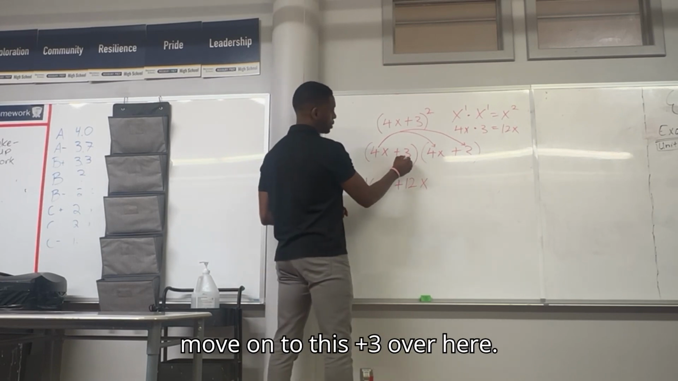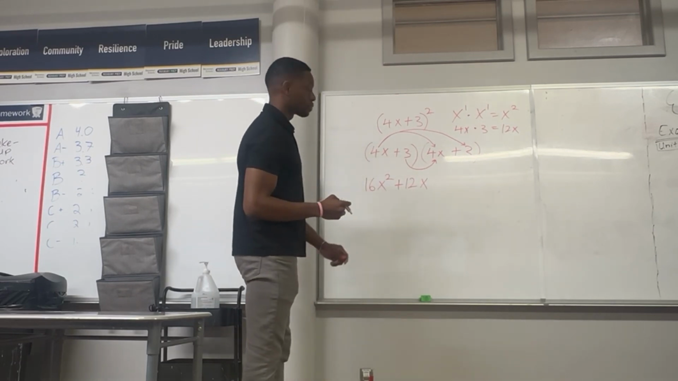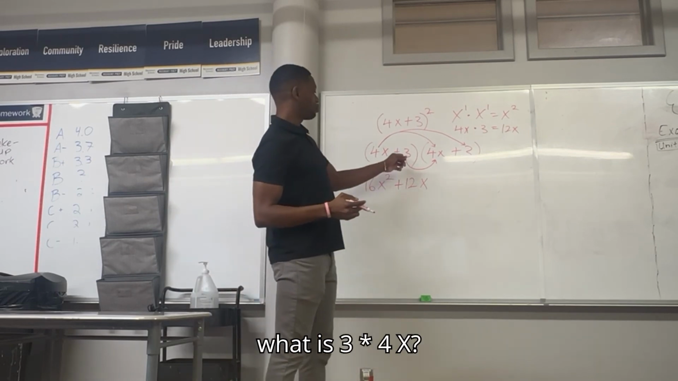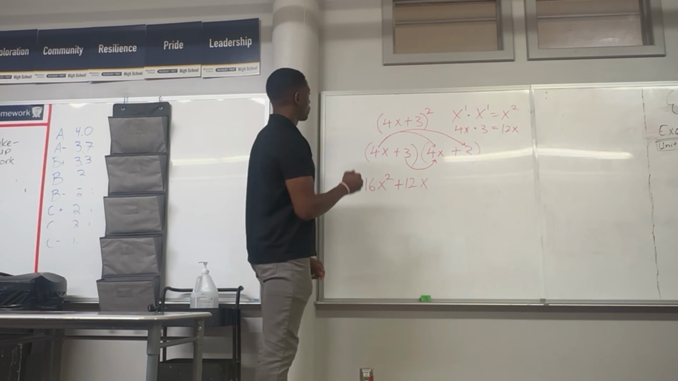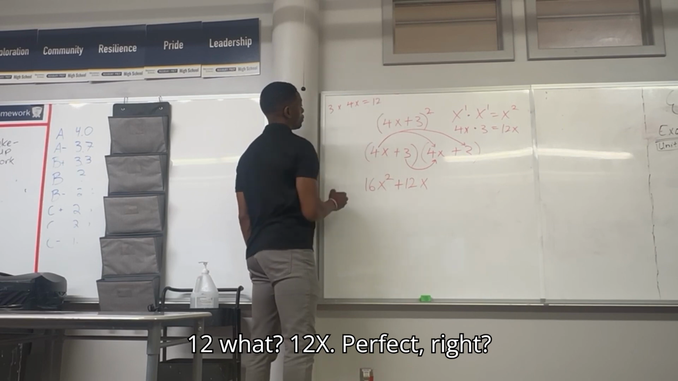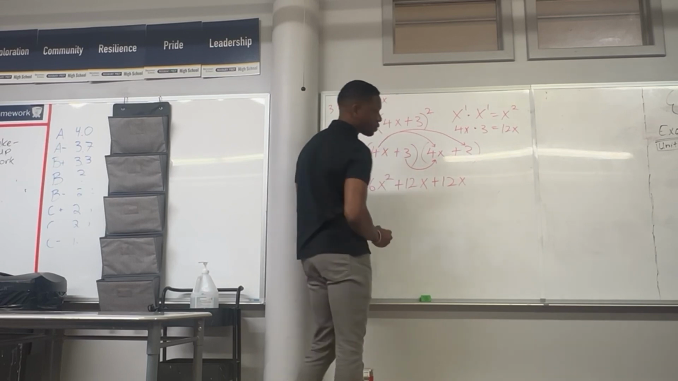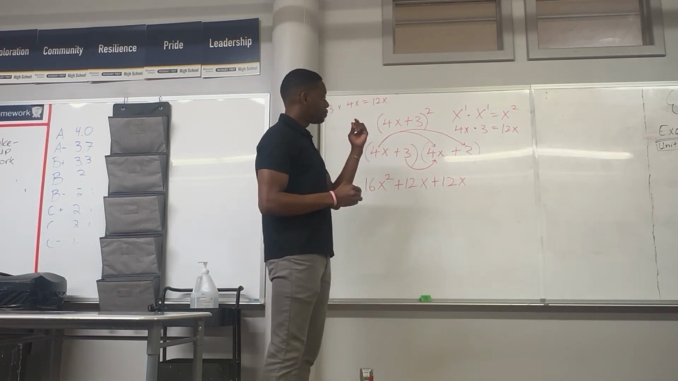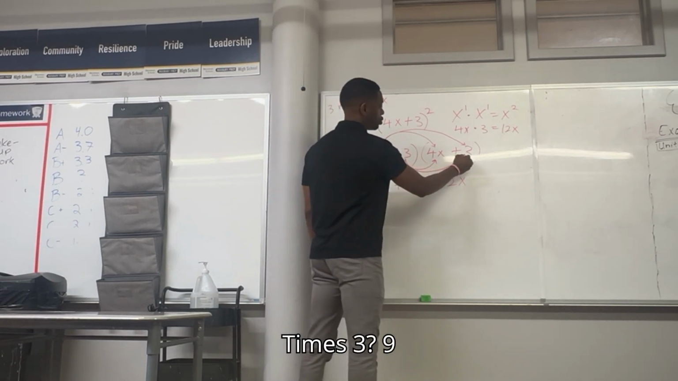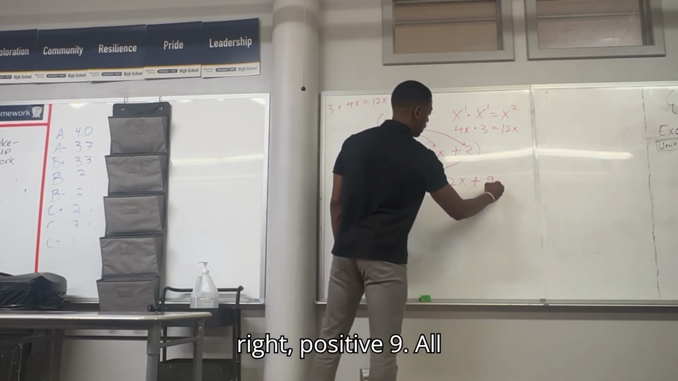We're gonna move on to this positive 3 over here. Positive 3 times 4x. What does this give me? This one's for Gregory. Gregory, what is 3 times 4x? It's 3 times 4x. 12 what? 12x. Perfect. Alright? Plus 12x. And then finally, what is 3 again times 3? 9. Alright? Positive 9.